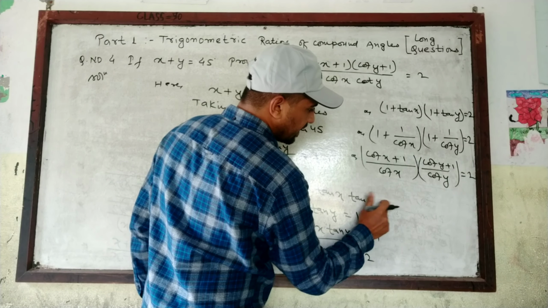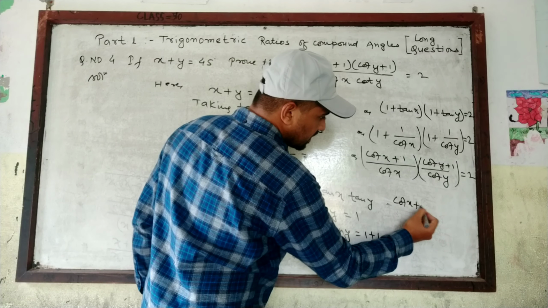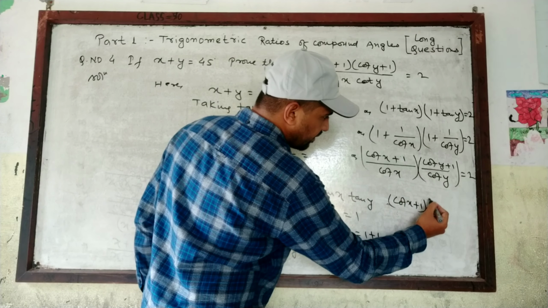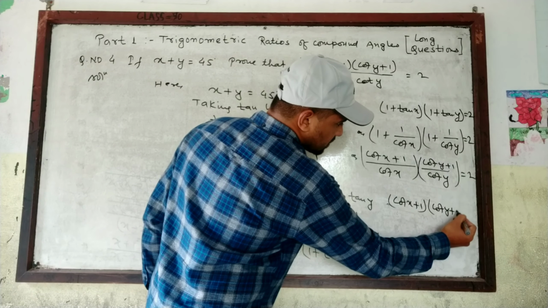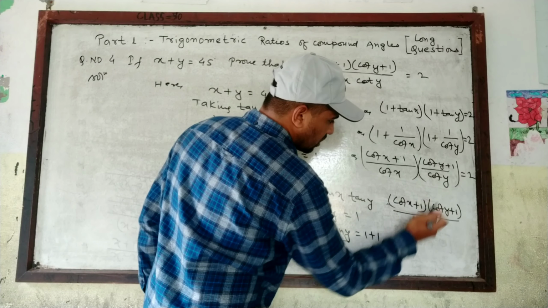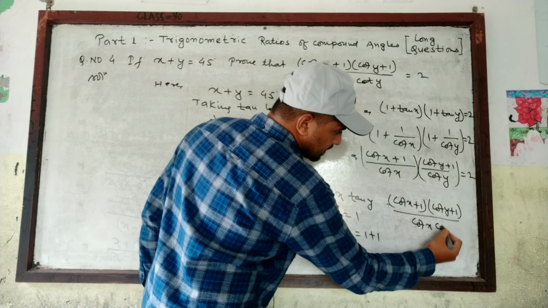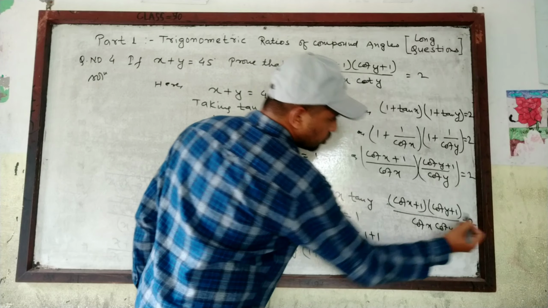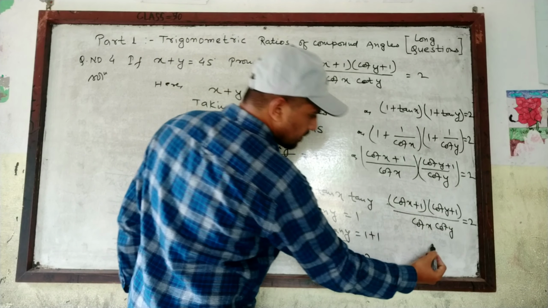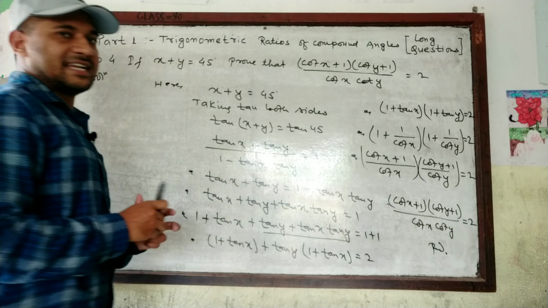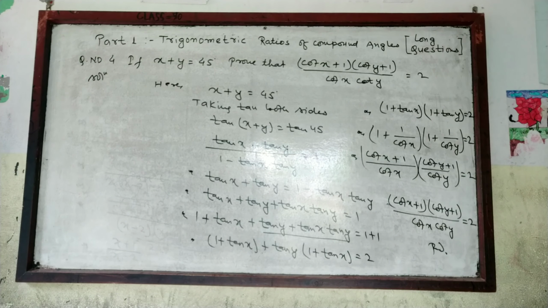So what we can write here? Cot x plus 1, this multiplied by cot y plus 1, over cot x cot y, is equal to 2. We have to prove this. Proved. Hope you understand this question number 4.